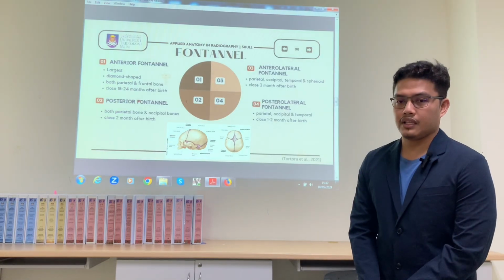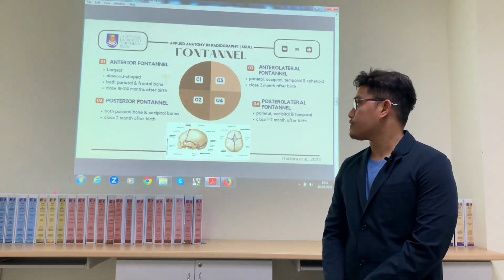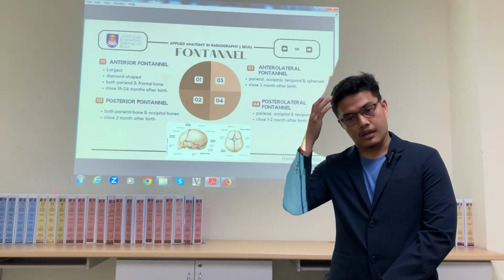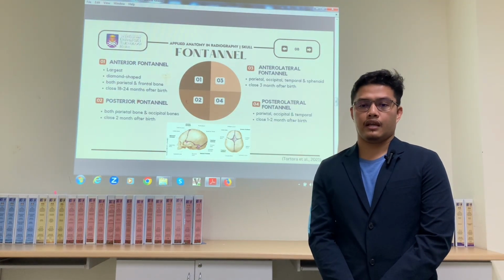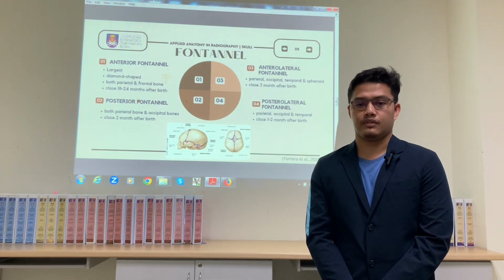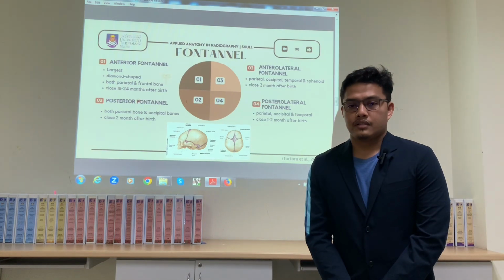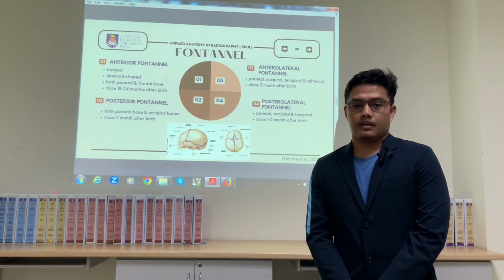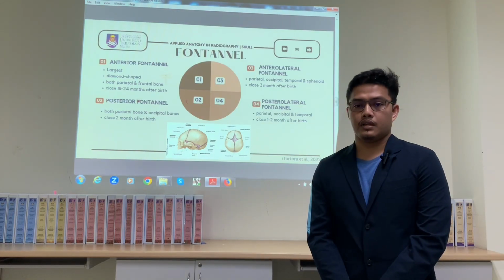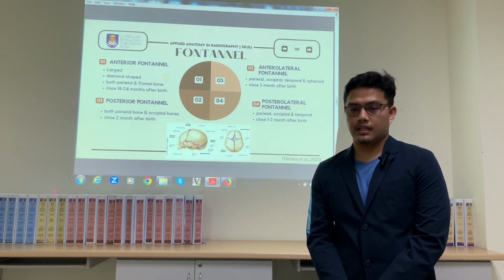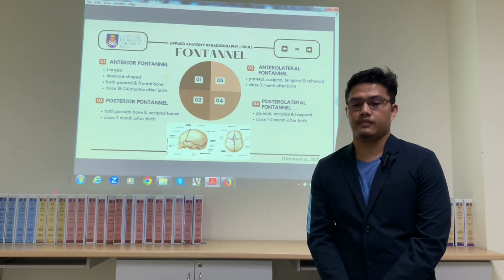First, we have the anterior fontanelle. Anterior fontanelle is located at the frontal bone. This is the largest fontanelle, and it is a diamond-shaped fontanelle. It is the articulation between both parietal bones and the frontal bone. And normally it will close 18 to 24 months after birth.